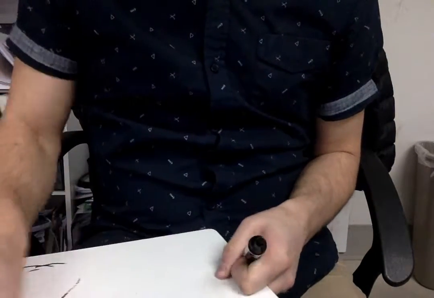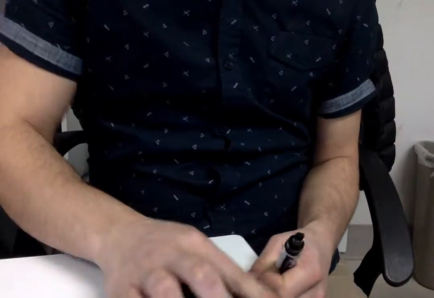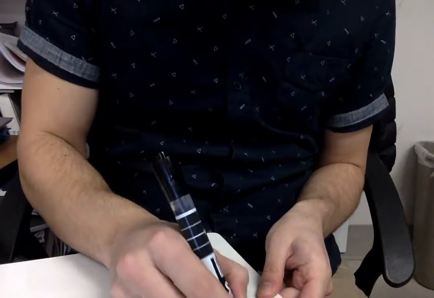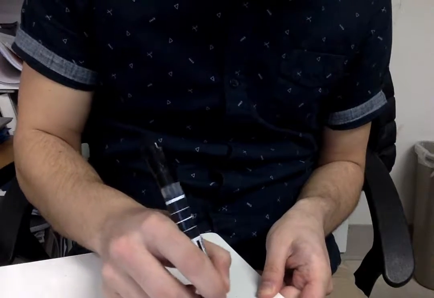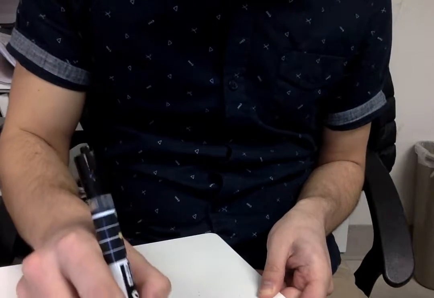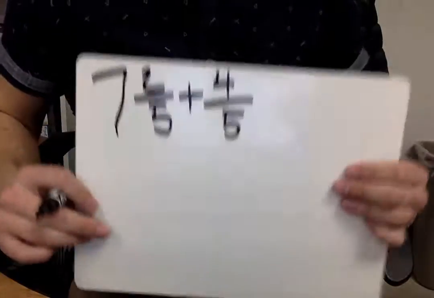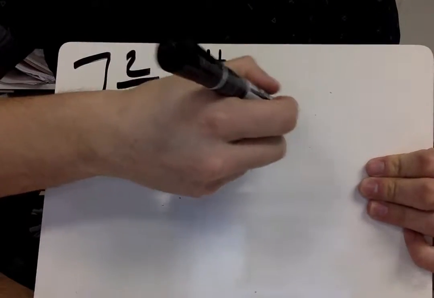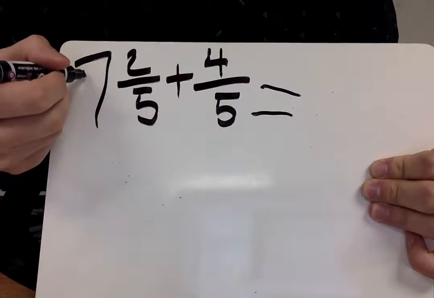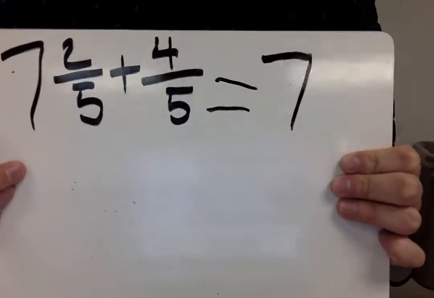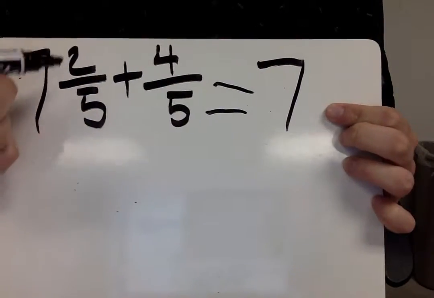The next one we're going to try is 7 2/5 plus 4/5. Our units or our denominator are the same, so we can add. Our first step is to bring our whole number over. I see that I have a 7 here. I don't have a whole number here, so I'm just going to add that 7 to the side, and now I can add my fractions.